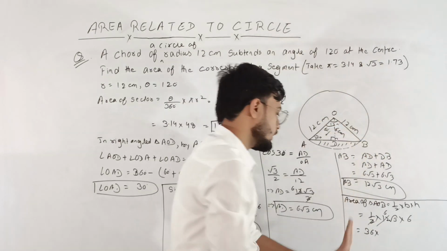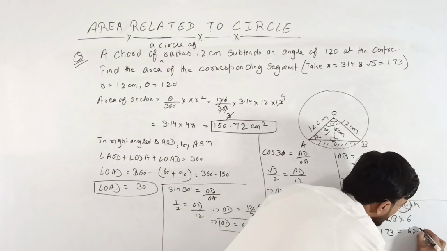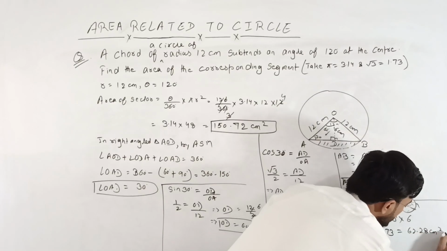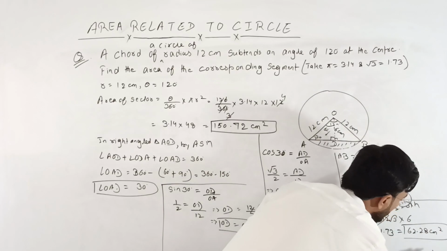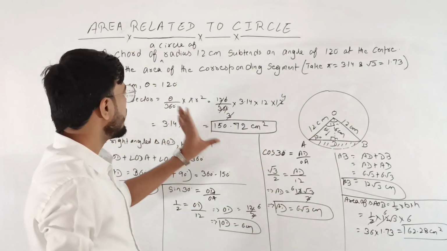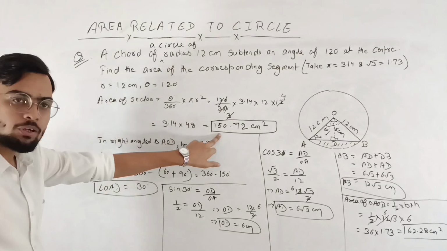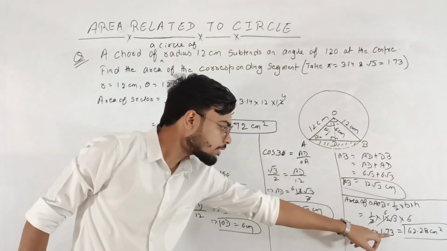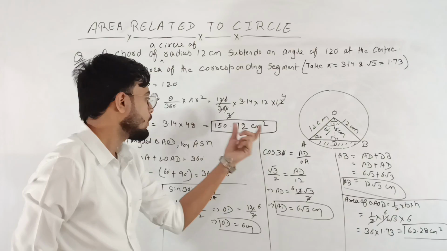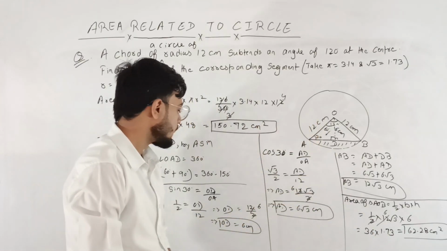We have to take 1.73. So 1.73, which is equals to 62.28 centimeter square. This is the area for this triangle AOB. Okay, now I have to find the area of segment. Now I have area of sector, which is 150.72 centimeter square, and area of triangle, which is 62.28 centimeter square. Now I subtract this area from this, then I get the area of segment.